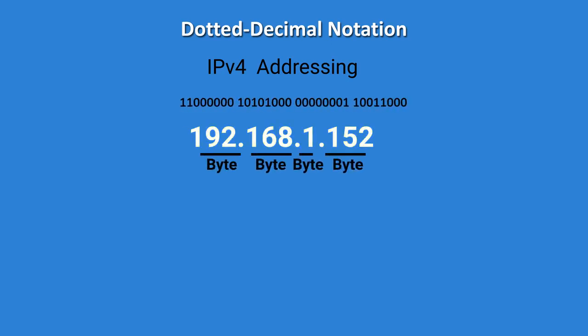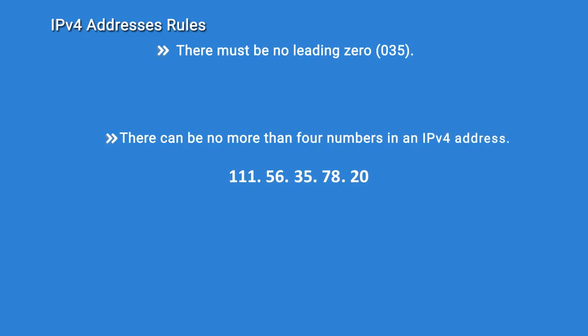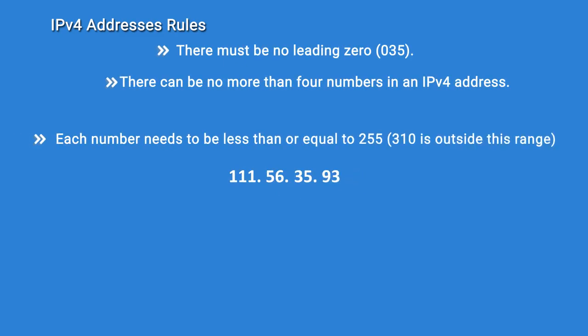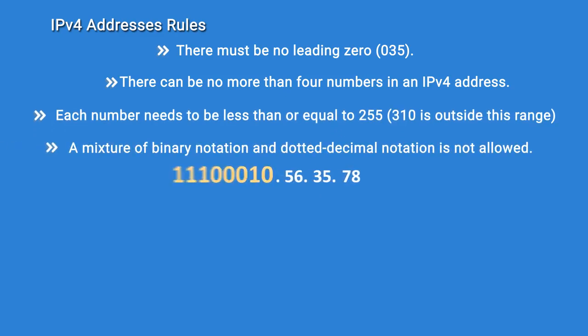Note that because each byte or octet is 8 bits, each number in dotted decimal notation is a value ranging from 0 to 255. Some rules must be followed while writing IPv4 addresses. Those are: there must be no leading zero, like this. There can be no more than 4 numbers in an IPv4 address. Each number needs to be less than or equal to 255; 310 is outside this range. A mixture of binary notation and dotted decimal notation is not allowed.